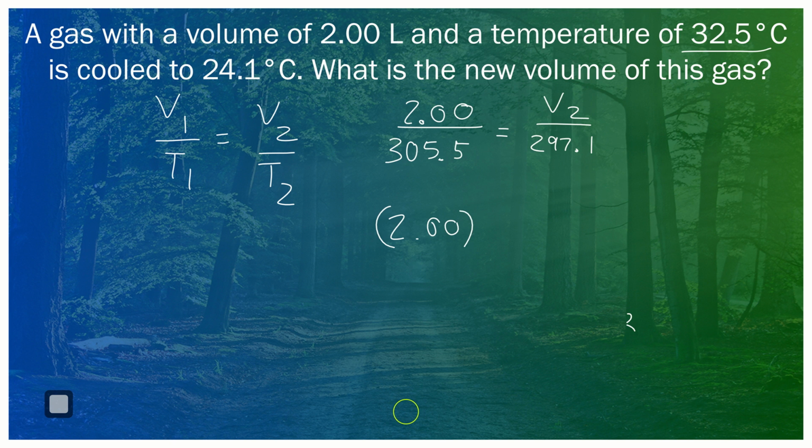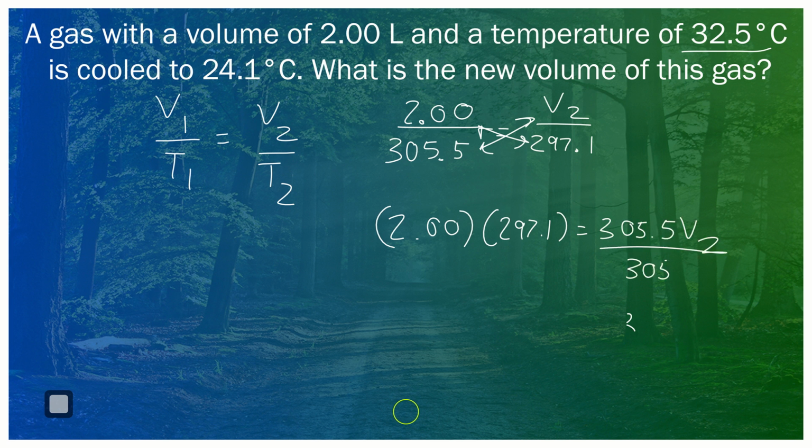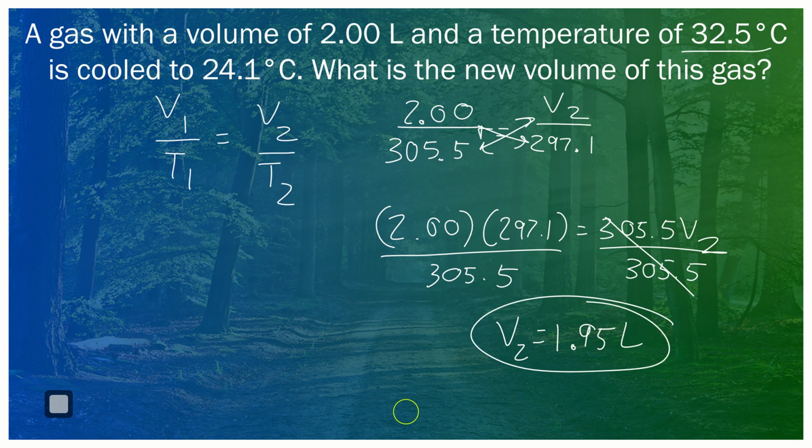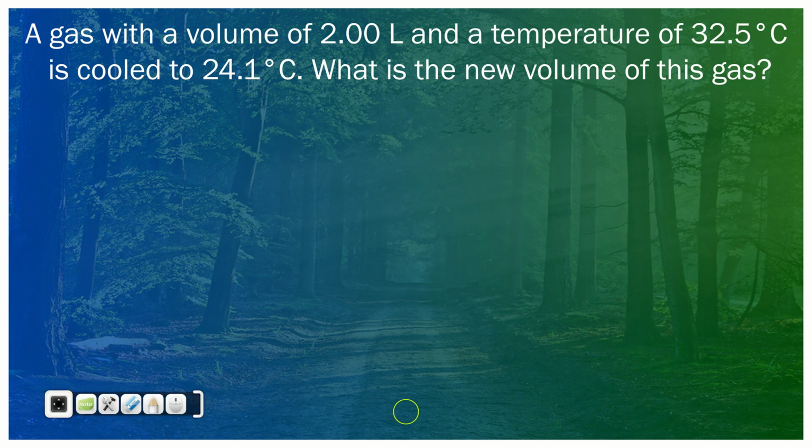2 times 297.1 equals 305.5 V2, divided by 305.5. My new volume is 1.95 liters. It's liters because I'm starting with liters. You don't need to change the unit for that unless you're given the two volumes and they're different.